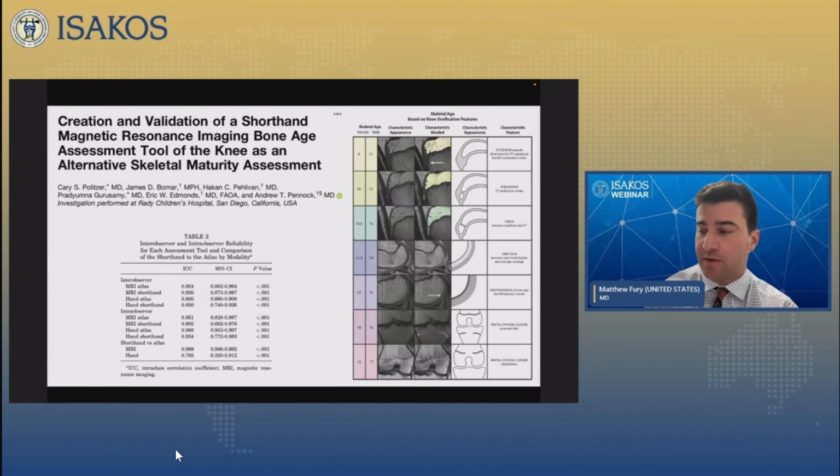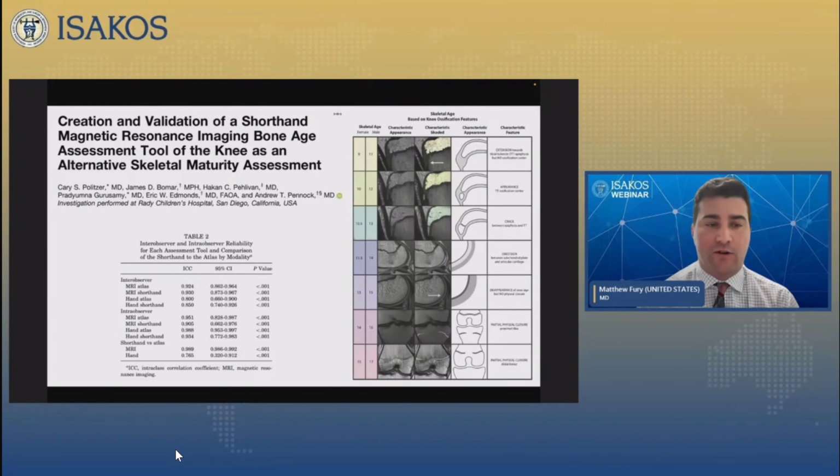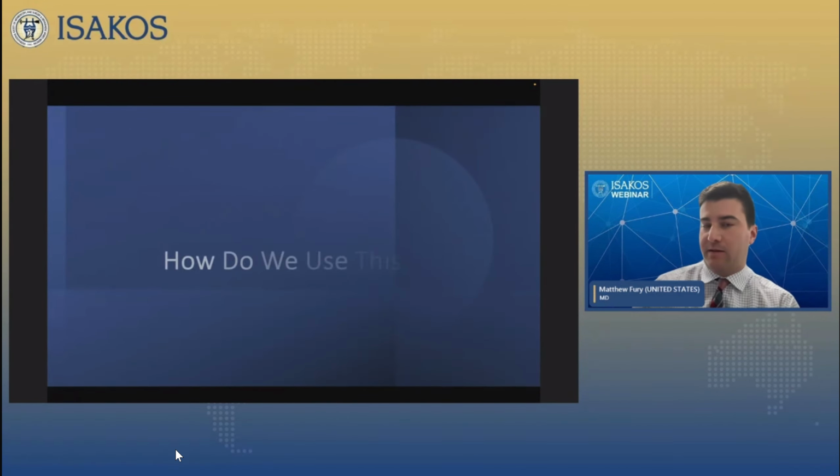And so this has recently been published with an MRI atlas of the knee in order to use this to determine skeletal age. And it's been subsequently condensed into a shorthand form, which was done in this study here. And you can see from the chart on the left side that the shorthand knee MRI atlas has demonstrated equivalent or improved inter-observer and intra-observer reliability when compared to some of our hand methods.